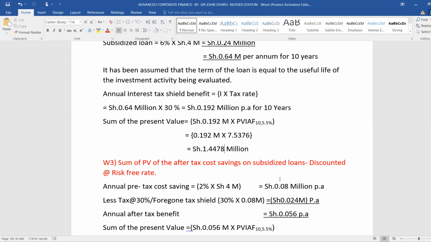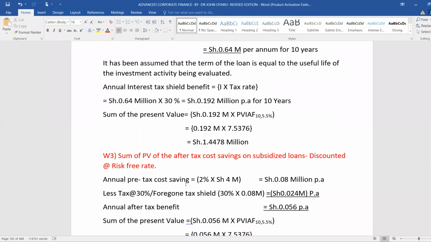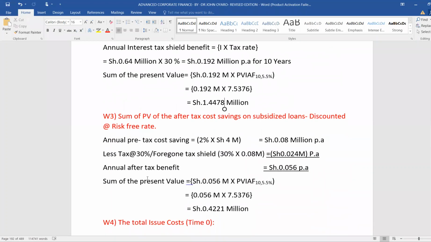Now, the third working that we need to find is the sum of the present value of the after-tax cost savings on subsidized loan, also discounted at the risk-free rate. Now, there was a saving. Out of the 9 million loan, 4 million was subsidized, which is obtained at 2% below the normal rate. So that means each year the firm will save 2% of 4 million. Is it 0.08 million?